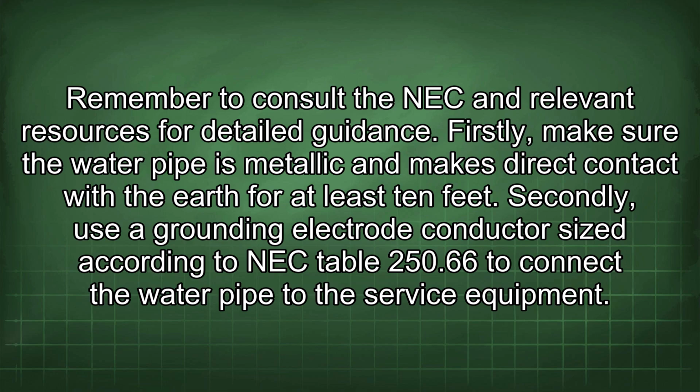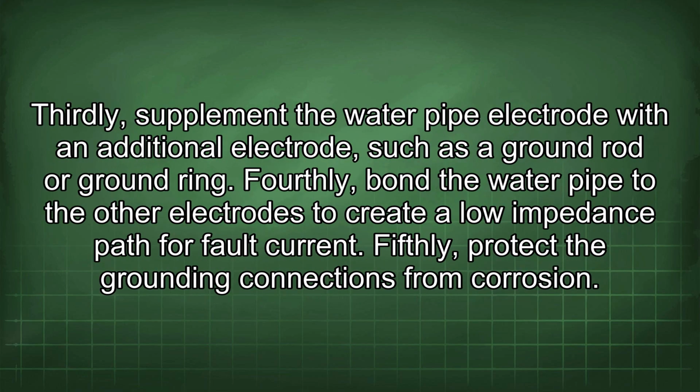Firstly, make sure the water pipe is metallic and makes direct contact with the earth for at least 10 feet. Secondly, use a grounding electrode conductor sized according to NEC Table 250.66 to connect the water pipe to the service equipment. Thirdly, supplement the water pipe electrode with an additional electrode, such as a ground rod or ground ring. Fourthly, bond the water pipe to the other electrodes to create a low impedance path for fault current. Fifthly, protect the grounding connections from corrosion.